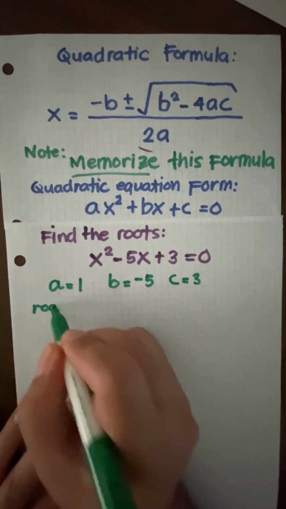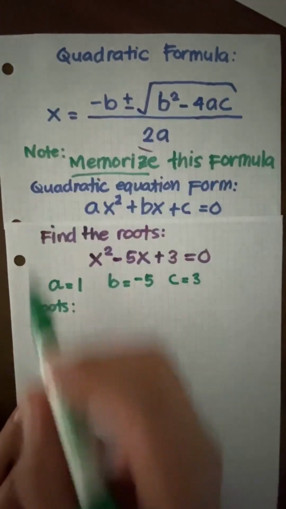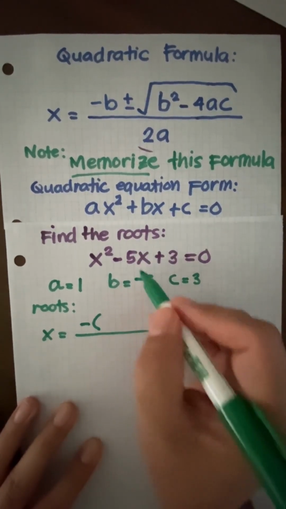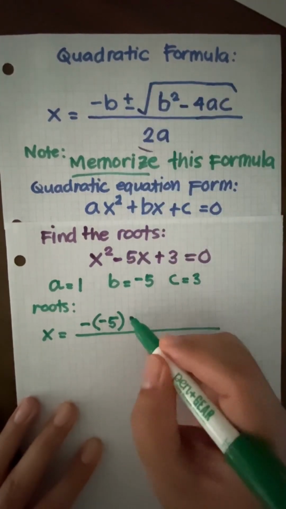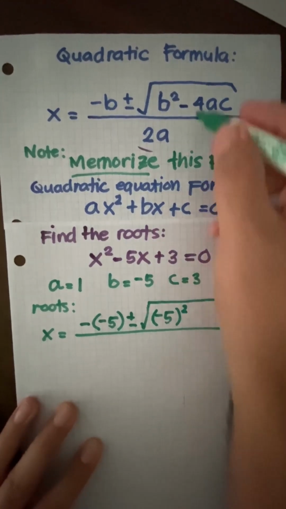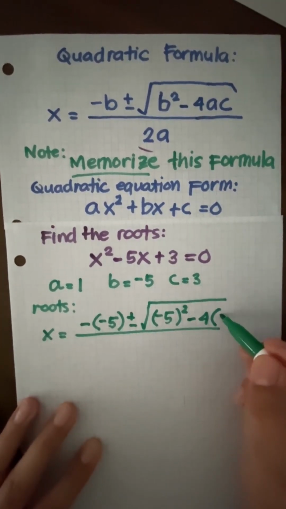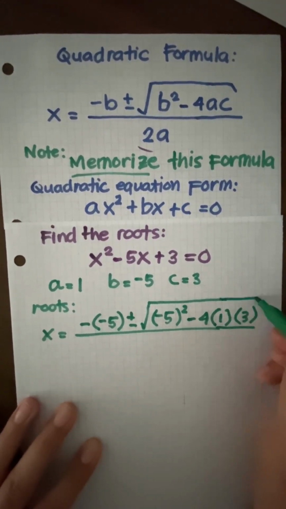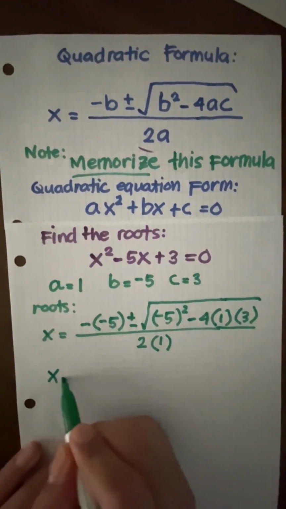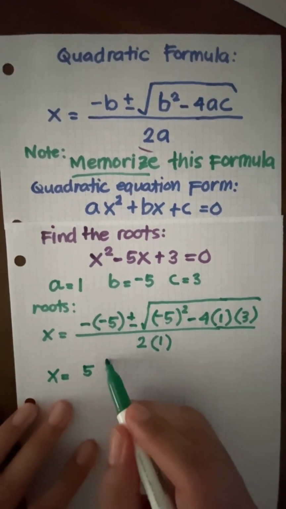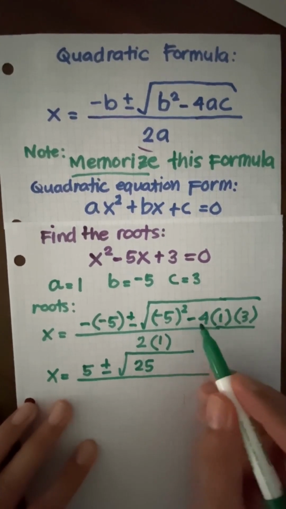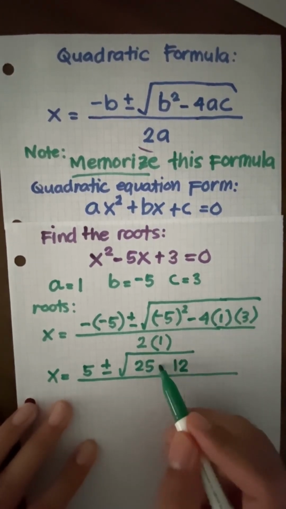We will put these coefficients into the quadratic formula. When using the quadratic formula, be careful not to miss the negative sign of B. Carefully insert the coefficients into the quadratic formula. Perform the operation like addition and subtraction when necessary.